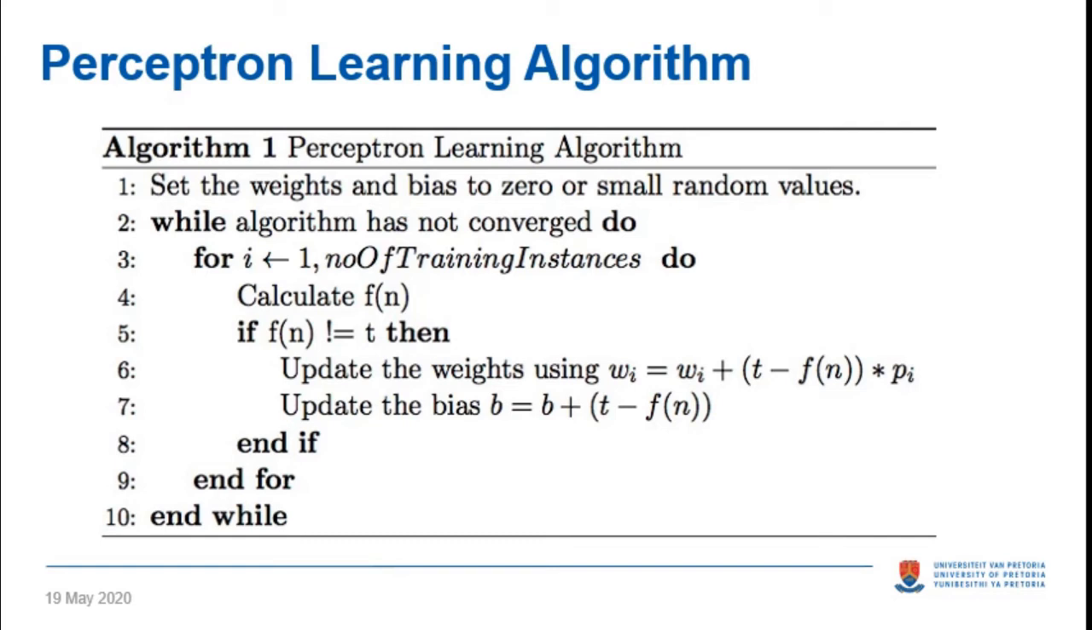Similarly with your bias, when you're updating the bias and you're using a learning rate, the difference between t and f of n will be multiplied by the learning rate as well. Okay, so now we've looked at the perceptron learning algorithm. I'm going to go back to the binary classification example that we looked at with the apples and the oranges, and we're going to look at how we can apply the perceptron learning algorithm to that example.